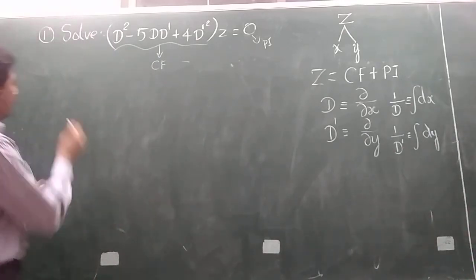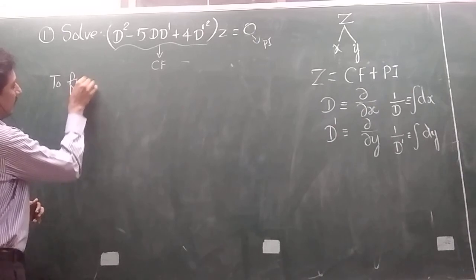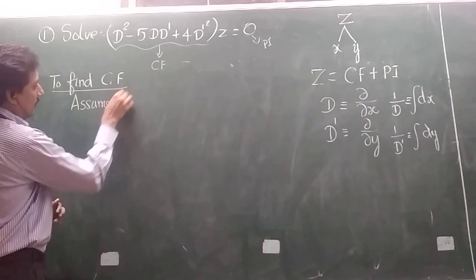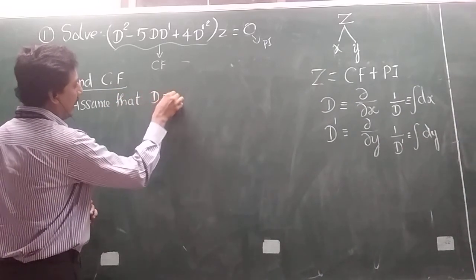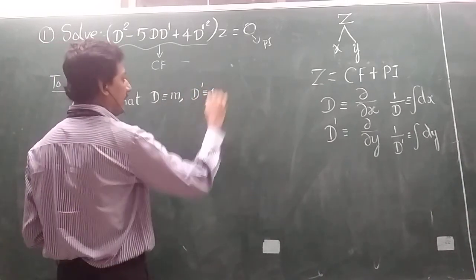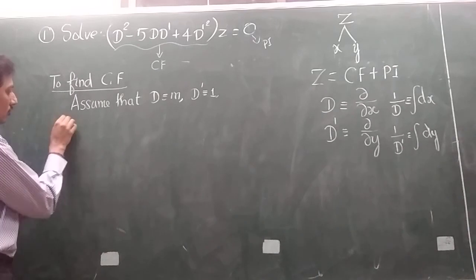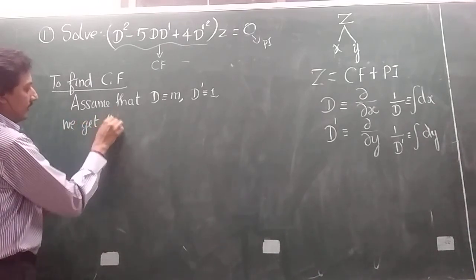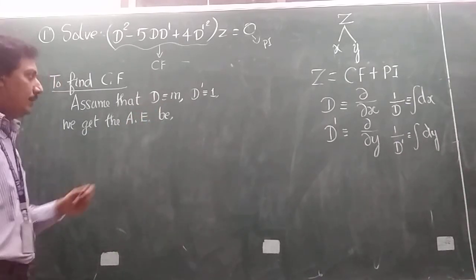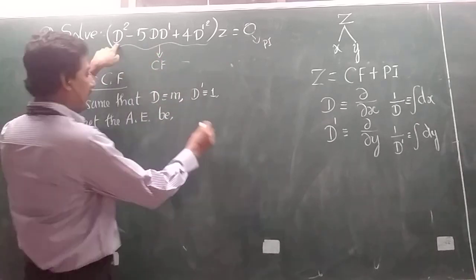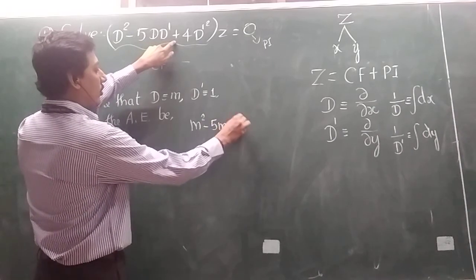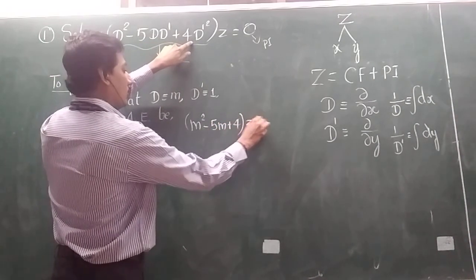Let us see how to get the complementary function. To find it, let us assume there are two operators, D and D dash. I assume D is equal to some parameter m, D dash equal to 1, and the right hand side is 0, no problem. So we will get the subsidiary equation, often called the auxiliary equation. Why is it called subsidiary or auxiliary? Because when I substitute D equal to m and D dash equal to 1, I get m squared minus 5 into m plus 4 into 1 into z equal to 0.